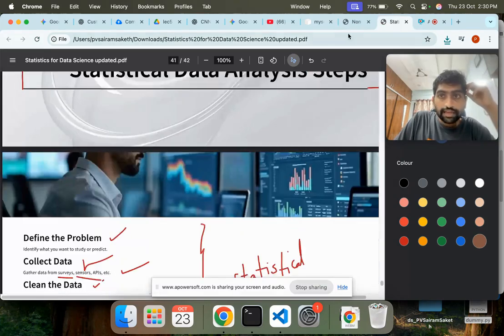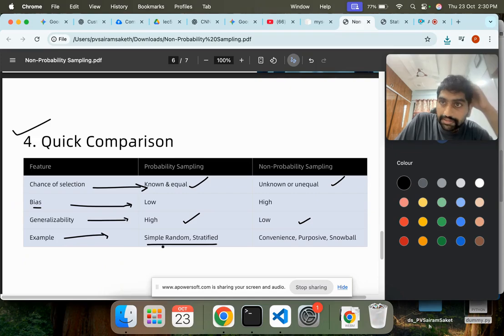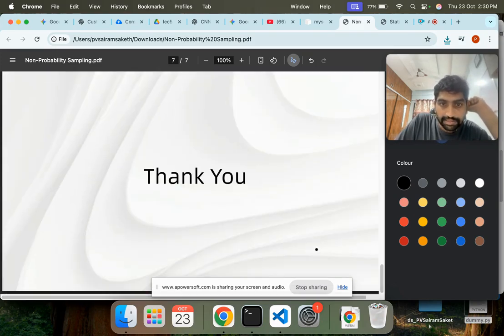Simple random and stratified here, and here we have convenience, purposive, and snowball. These are some of the types of examples that you have.